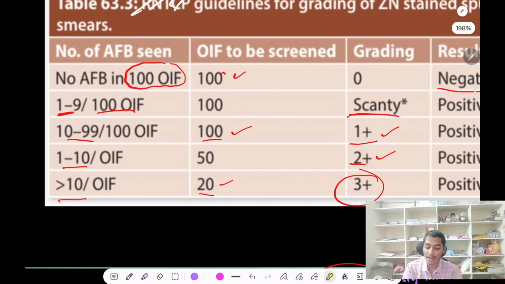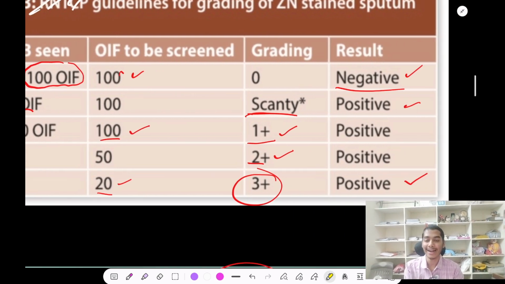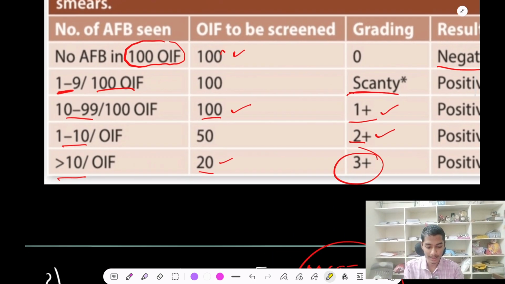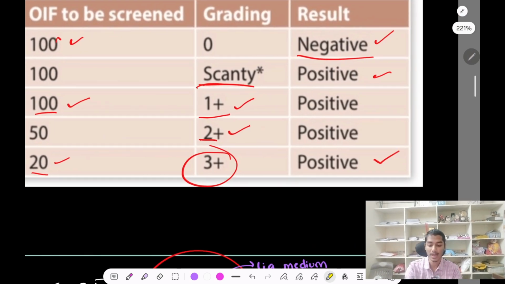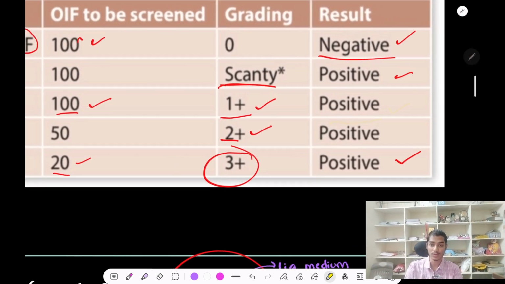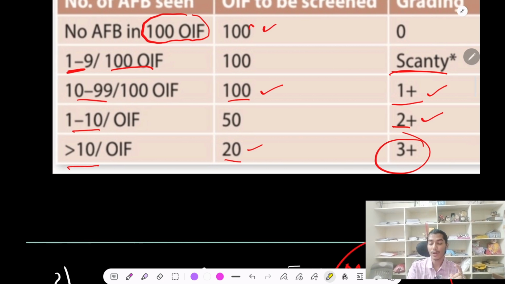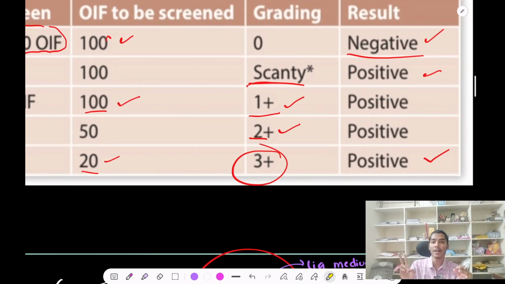So if we screen 100 oil immersion fields and you see 1 to 9 acid fast bacilli only, then we have to report it as scanty, but we have to report it as positive only. Then if you see 10 to 99 acid fast bacilli for 100 oil immersion fields, then you can report it as positive, that is 1 plus. Then if you have 1 to 10 bacilli per oil immersion field, and you have seen 50 oil immersion fields, then it is 2 plus positive.